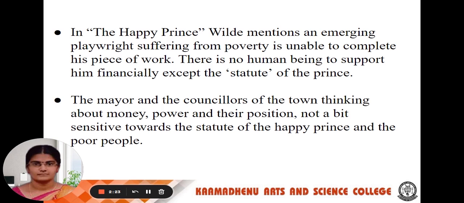The mayor and the councillors of the town think about money, power, and their position, not a bit sensitive towards the statue of the Happy Prince and the poor people. So here, the mayor and the councillors are cruel people. The author is referring to this. They were making money and enjoying, but they don't care for the statue of the Happy Prince, nor for the life of poor people at all. They were so jealous, or they were not caring about their people.